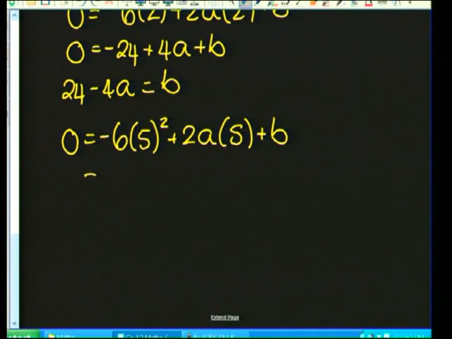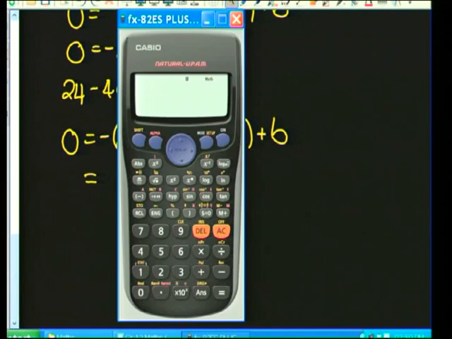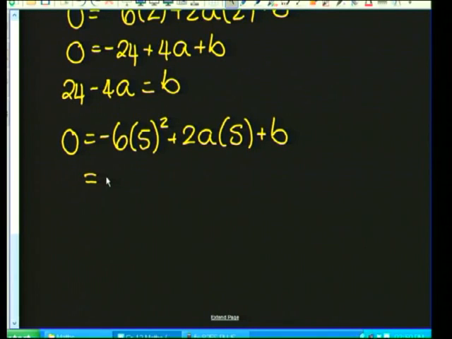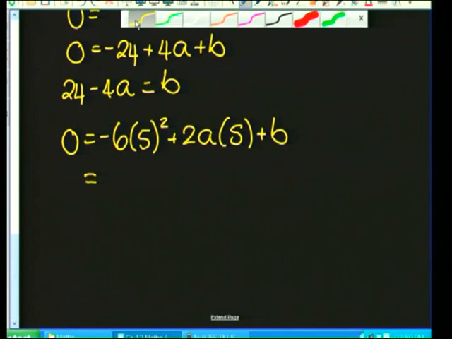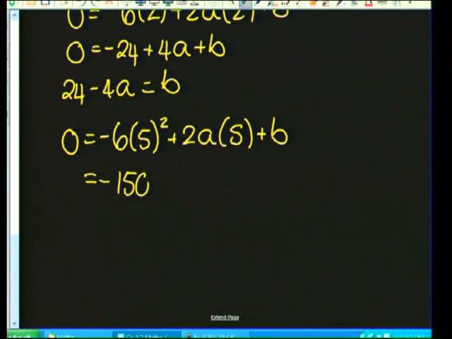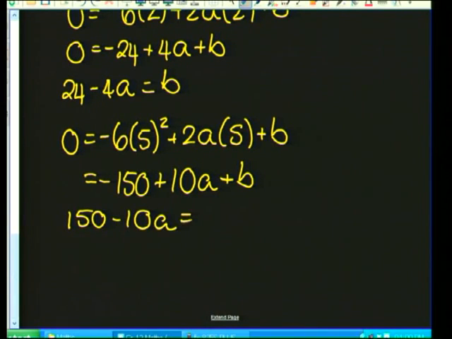Right, so that leaves us with negative 6 times 25. Let's just make sure I'm working that out right. Negative 6 times 25 is going to give us negative 150. I'm going to have 10a plus b, and once again I'm going to do the same thing: make b the subject of the equation, so that it equals b.